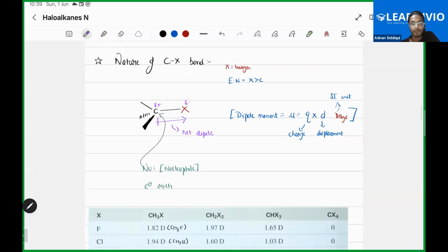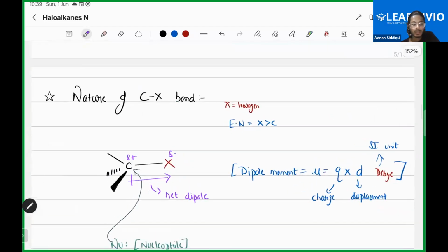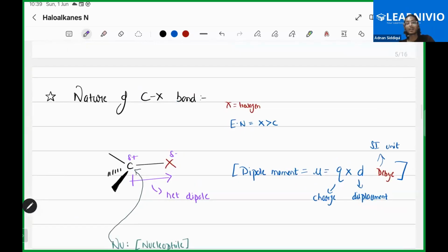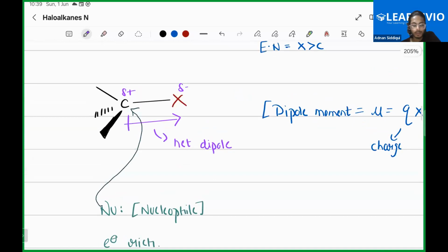Yes, sir. Now we will move ahead and talk about the reason. The reactions happening in haloalkanes are due to the nature of the C-X bond, due to the polarity induced by electronegativity. Suppose we are talking about this C-X, this is carbon, this is halogen, right?